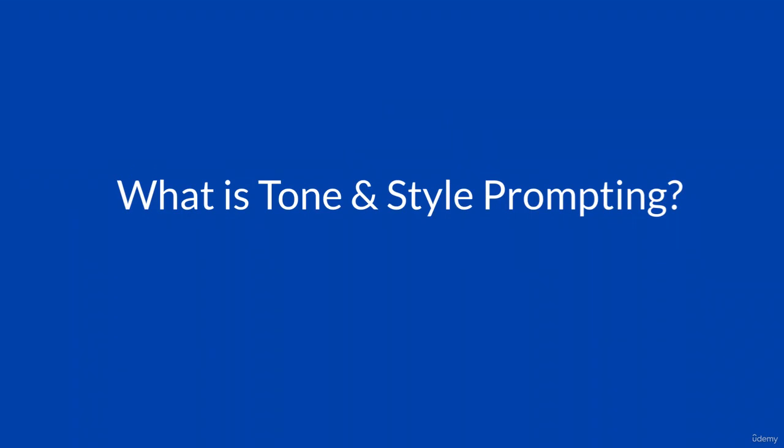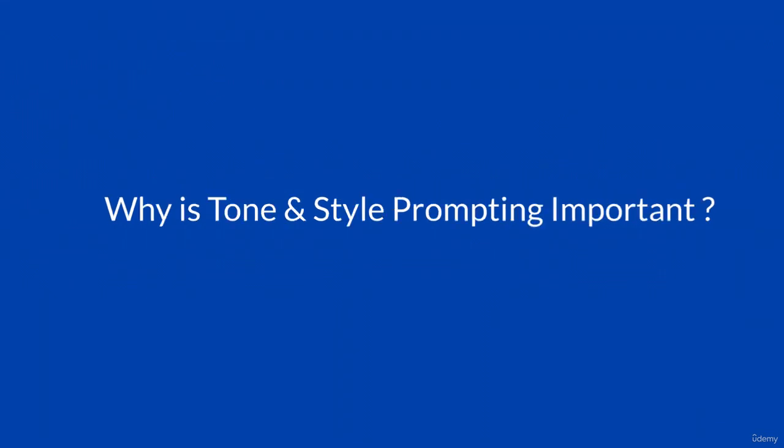By giving the model guidance on things like word choice, sentence structure, and overall tone, you can help ensure that the responses it produces are not only accurate but also appropriate for the situation and align with your goals. Tone and style prompting is important because it helps ensure that the AI language model is generating responses that feel natural and human-like rather than robotic or artificial. By providing guidance on tone and style, you can help the model produce responses that are more engaging, effective, and tailored to your specific needs.